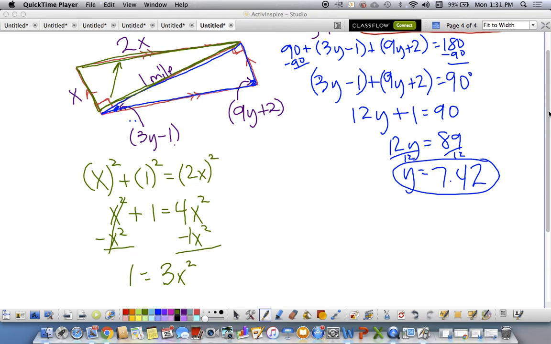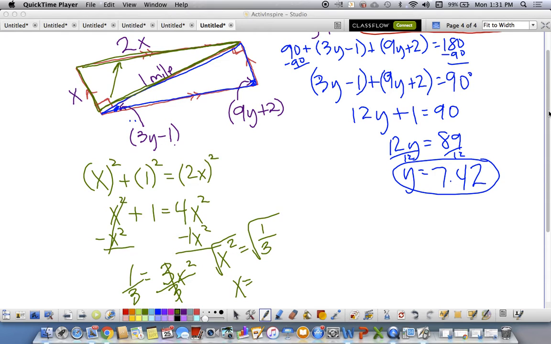Okay? How do you solve for x? What are we doing next? Oh, the square root. We divide by 3, correct? So x squared equals 1/3. Now you have to do the square root of each side. Square root of both sides. So x equals the square root of 1/3.